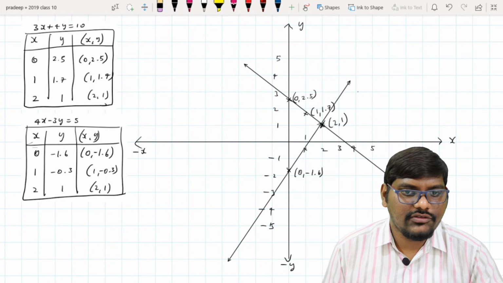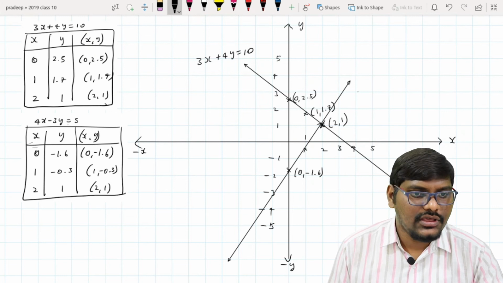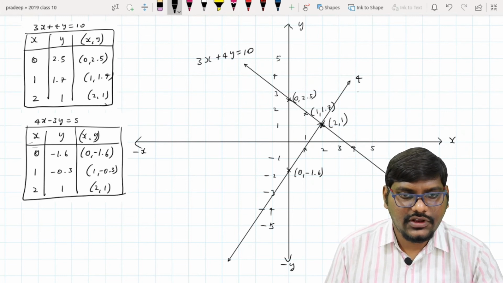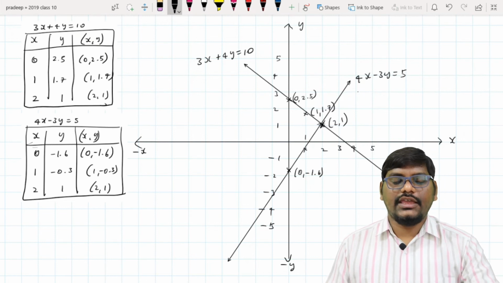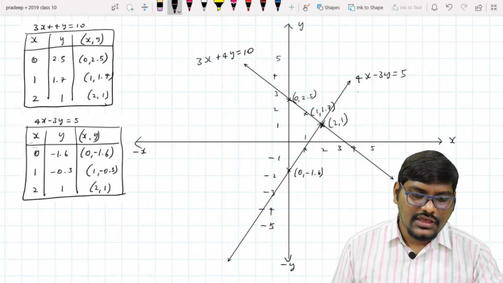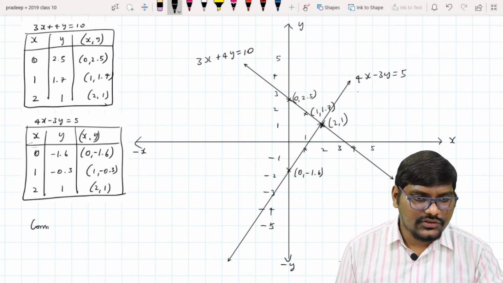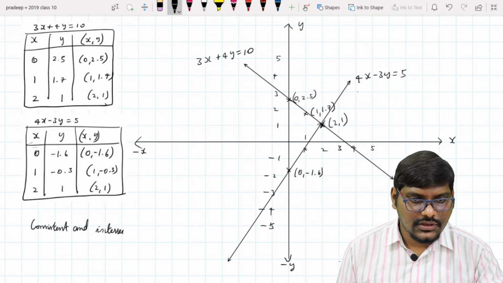So the graph for this equation is what? That is 3x plus 4y equal to 10 is the graph for the first equation, and the second equation is 4x minus 3y equal to 5. Okay, and initially itself we have seen when lines are intersecting, then we'll say it was consistent, and also we'll say it as intersecting lines.